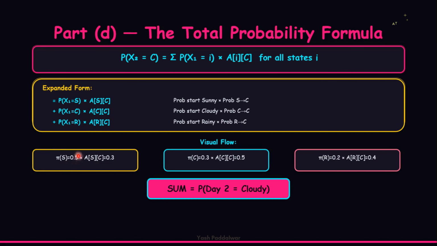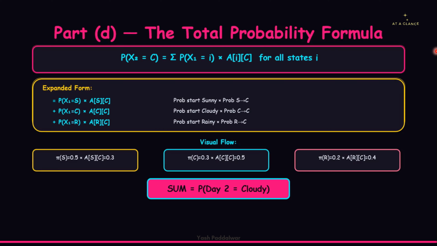Now just plug in the values. What is your phi of s? It is 0.5. Your transition probability from s to c is 0.3. Phi of c is 0.3 and the transition from c to c is 0.5. Phi of r is 0.2 and the transition from r to c is 0.4. We just need to plug in all the values, solve each individually, and then add them all to find the total probability.